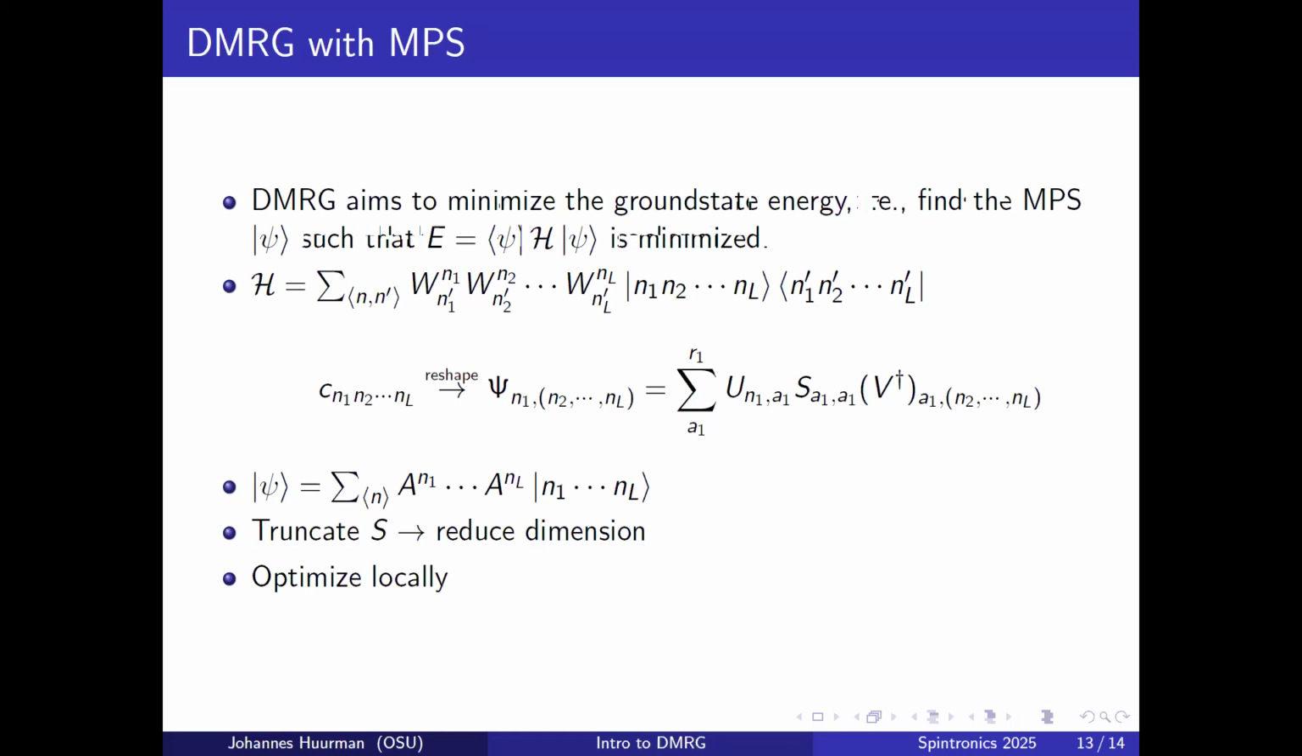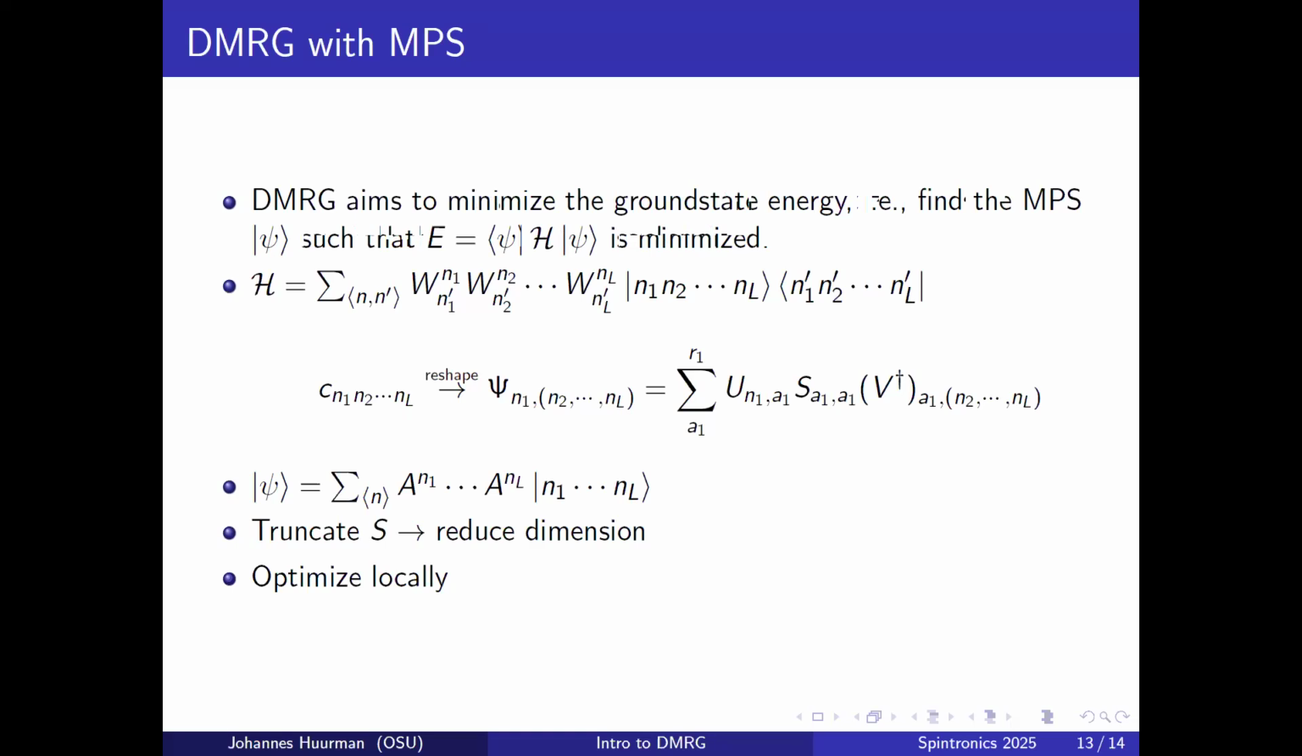So this psi is a matrix product state. We have this product of matrices, and truncating this S reduces the dimension of the Hilbert space. Remember, this Hilbert space grows exponentially. So what we're doing is we allow it to grow exponentially, and then we say, okay, we truncate. And then we let it grow again, and then we truncate. And then we let it grow again, and we truncate. And we repeat this process until we reach a desired accuracy.